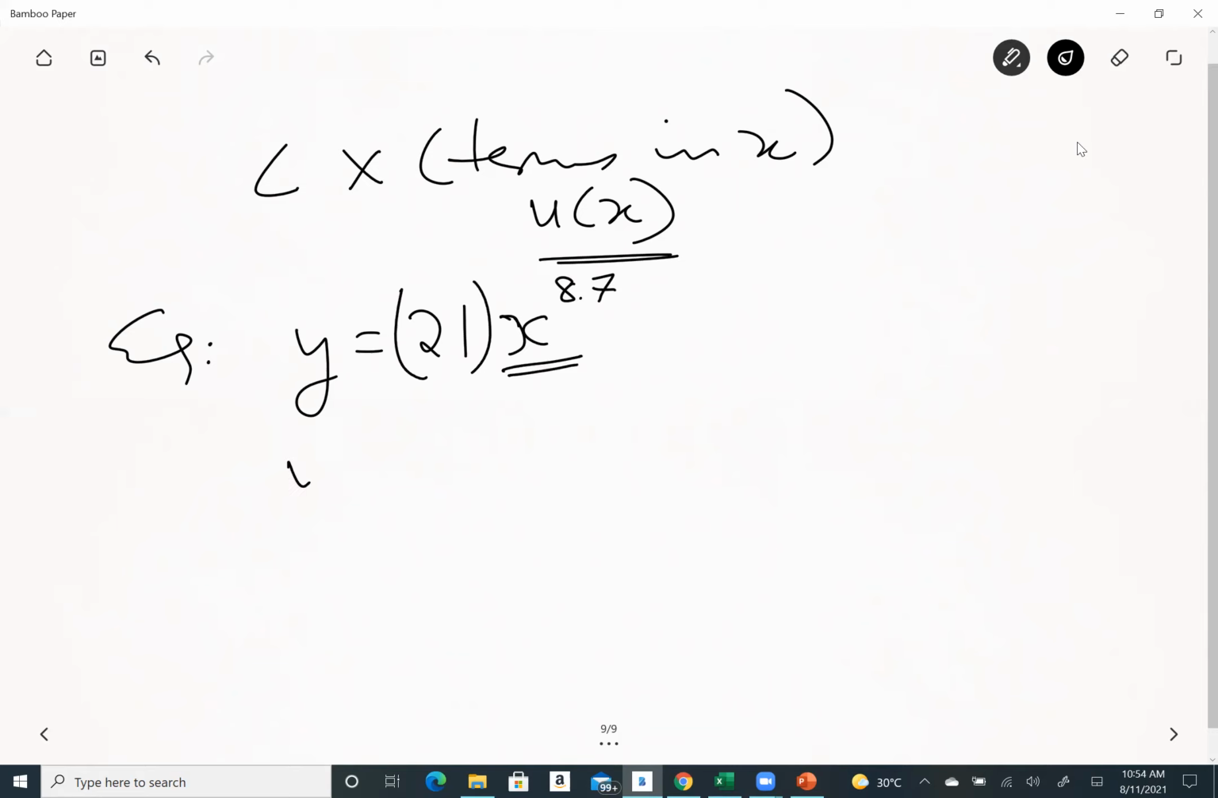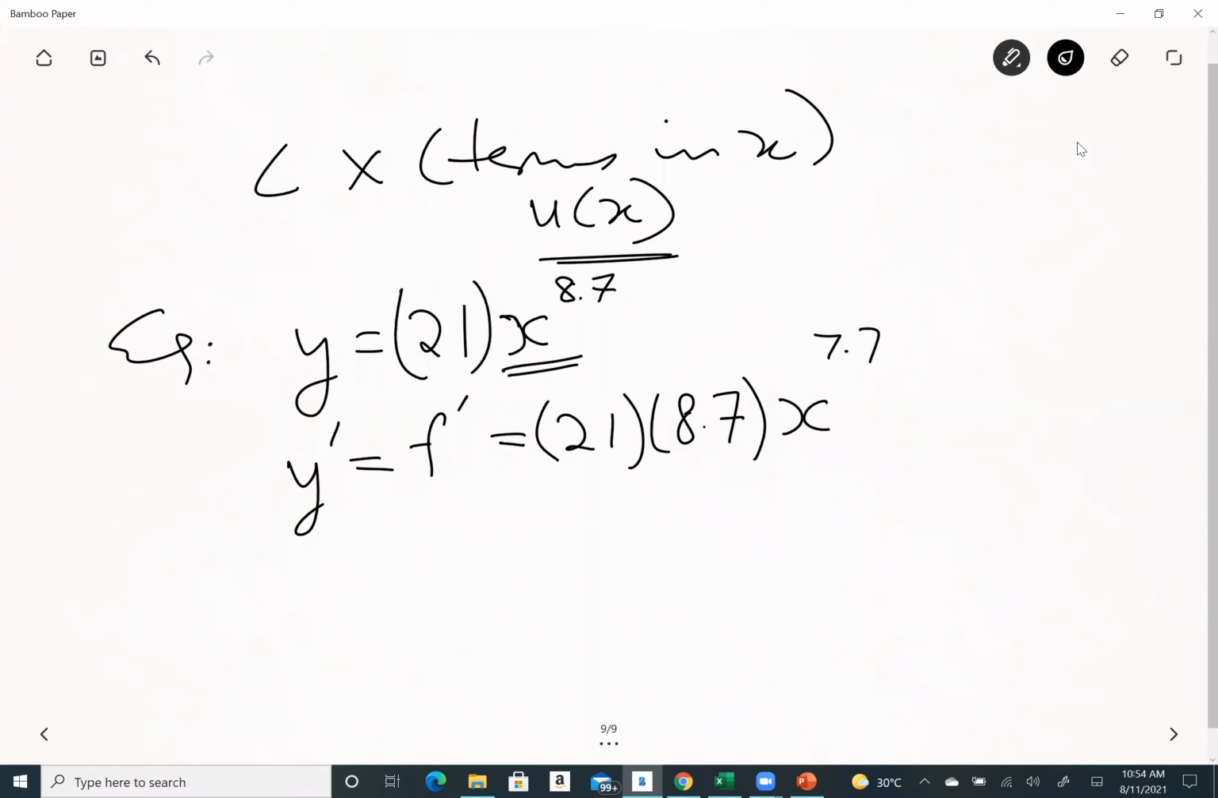So the derivative, y prime, f prime equal to what? Equal to 21. Okay, don't worry about that. 21, you can put the bracket, multiplied by 8.7, or you can put the bracket to indicate multiplication. x to the power of 8.7 minus 1, 7.7. So the constant will just go or follow the derivative. Okay, so that is called the coefficient rule.